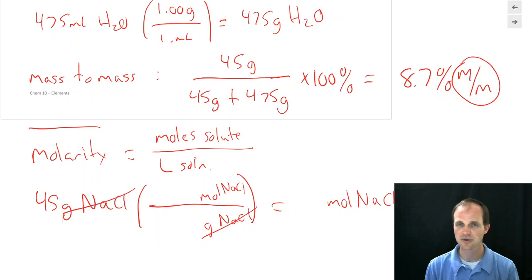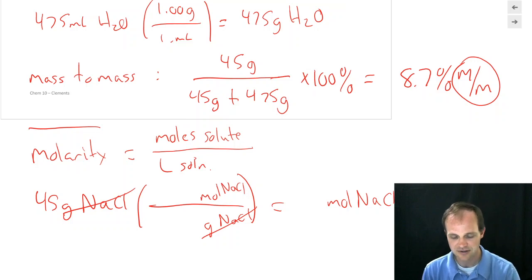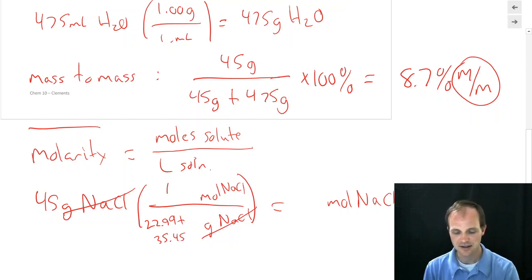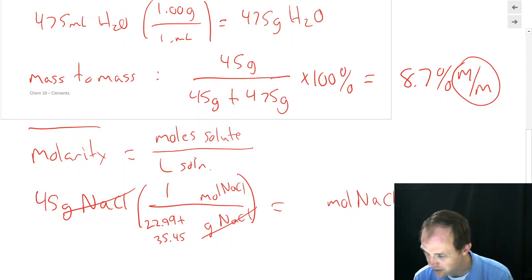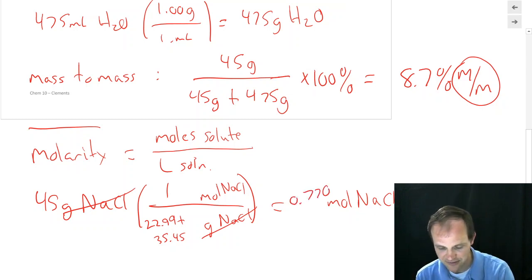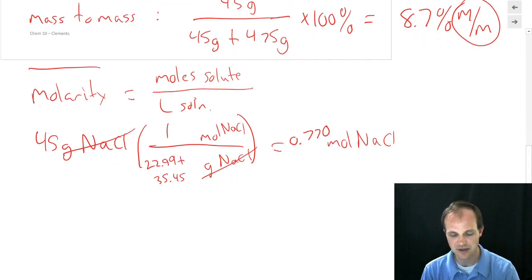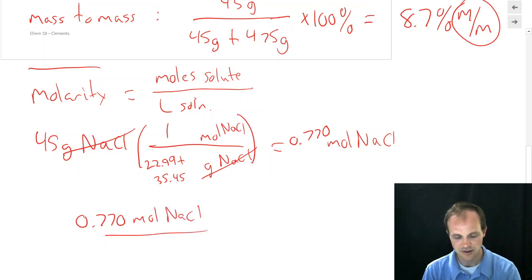What's our relationship between moles and grams? Moles and grams should take you back to the periodic table, and you just find our 22.99 for sodium, our 35.45 for chloride. That's in 1 mole. You do that work out, you get 0.770 moles of sodium chloride. Now you can put that into your molarity equation. 0.770 moles, liters of solution.